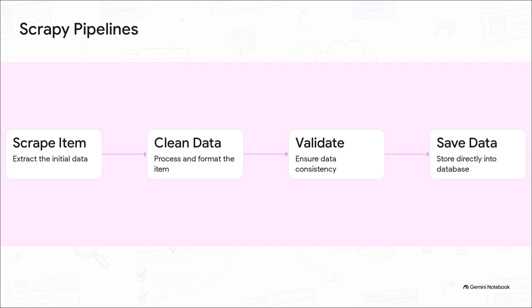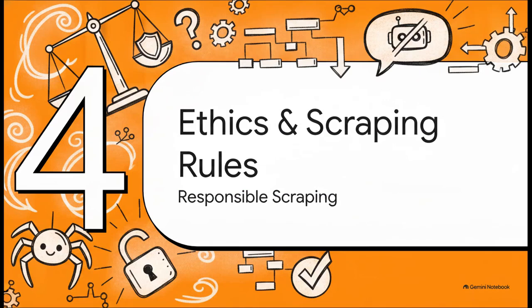First, the item is scraped. Then the data is cleaned, validated, and finally, it's saved right to a database. All of these distinct sequential steps are handled by what we call pipelines. Pipelines are basically sequential Python classes that catch each and every scraped item and carefully route it through that exact workflow. Of course, with all this immense automated power comes a really critical need for responsibility.